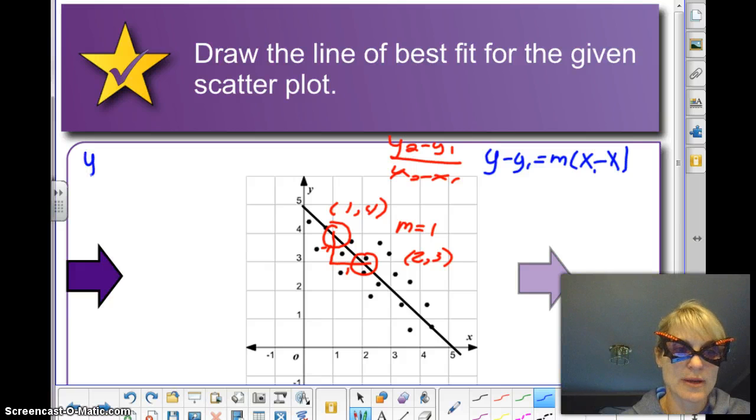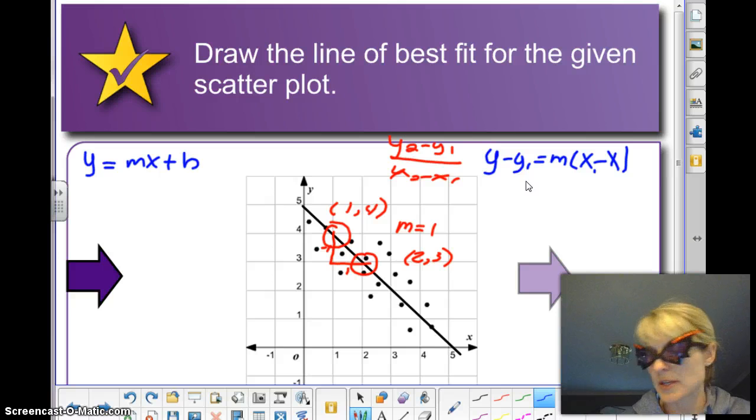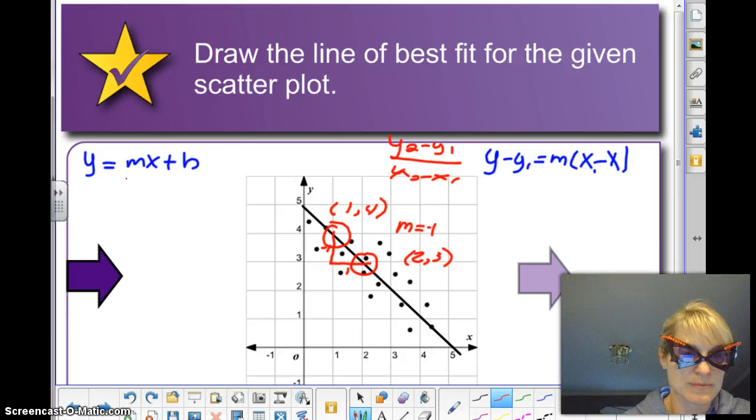Or we can plug it into y equals mx plus b. I tend to use this one because I just don't want one more equation to have to worry about. So we plug in our m, which in this case would have been -1. And then you pick a point, any point. It could be any point here. I'm going to pick (1, 4) because that seems easy. So I plug 1 in for x and 4 in for y, and then I have my b.